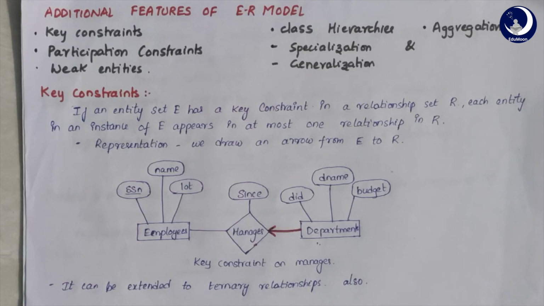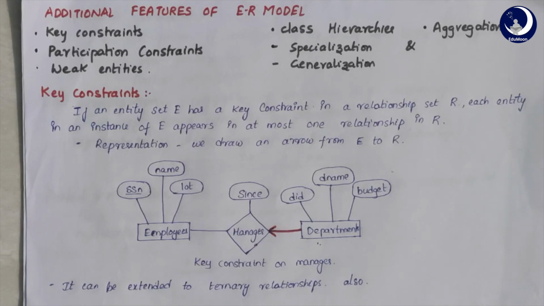For example, here there is a relationship manages between two entity sets, that is employee and department. Here the employee is allowed to work in any number of departments, but there is a restriction that each department must be managed by one single manager. This restriction is an example of a key constraint. Here the key constraint is that each department should have at least one manager managing all of its operations.